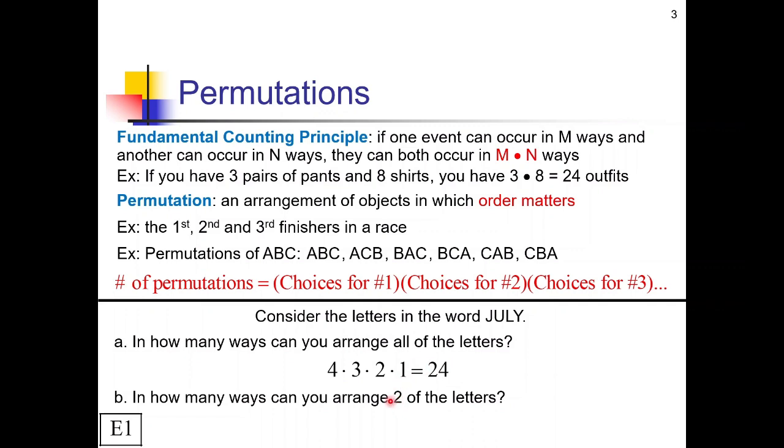And then if we want to just arrange 2 of the letters, we've got our first letter again, 4 options for that, times the 3 options for our second letter, and we don't need any more letters, so we're just going to stop with these 2, multiply those, and we end up with just 12 for those permutations.